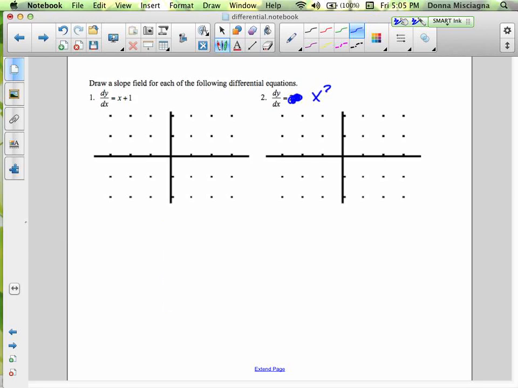All right, so dy/dx equals x plus 1. I'm going to write in x, and I'm going to put dy/dx or slope. For every y, I'm going to go through all the y's for that x. So I'm going to plug in 0, 1, 2, and 3, and -1, -2, and -3. I'm going to plug all those in.